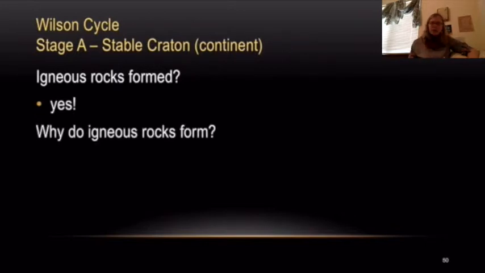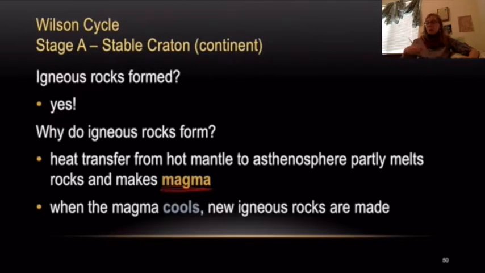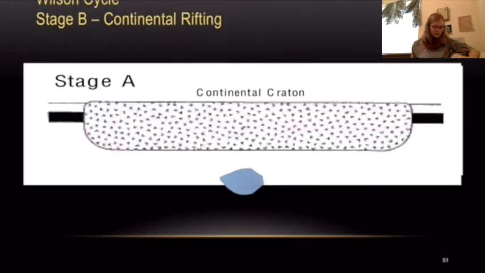All right, why do we get igneous rocks? Where are they coming from? We have some melted rock, right? So the heat transfers from the hot mantle to the asthenosphere. It partly melts those rocks, and when rock melts, it makes magma. The melted rock is called magma. That magma will stay there and then cool, or it will move and then cool somewhere else. When it cools, it crystallizes, it makes new igneous rocks from solidified, cooled magma.